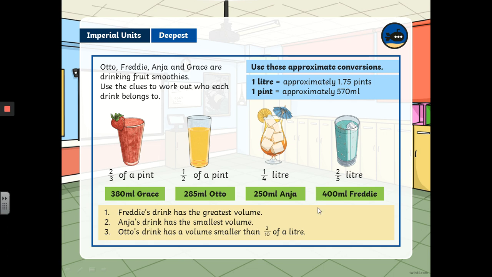Once you do that, you'll find these answers and you will know that Freddie has the greatest volume and Anya has the smallest volume. Okay? All right, children.